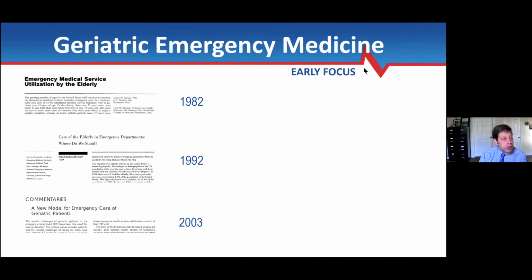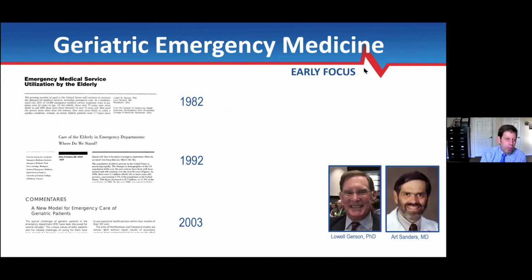Recognizing that older adults are different and might require a slightly, or perhaps more than slightly, different approach to emergency care is an idea that's not new. In fact, this is the first publication in 1982 recognizing this. There's another publication from 1992 and one from 2003.